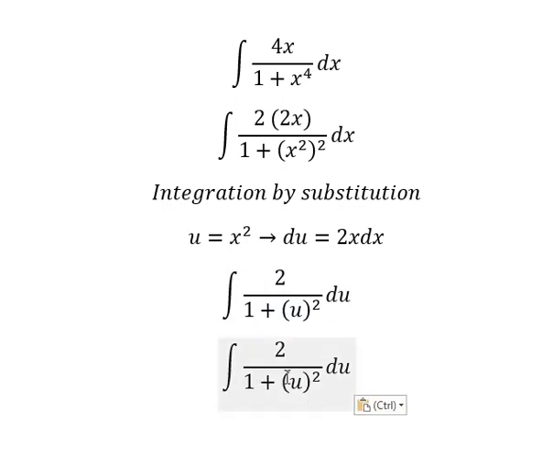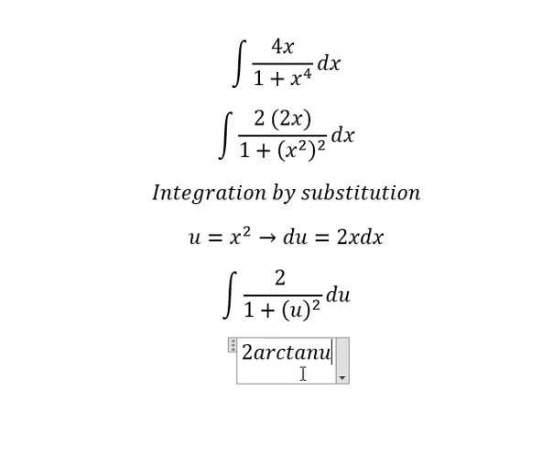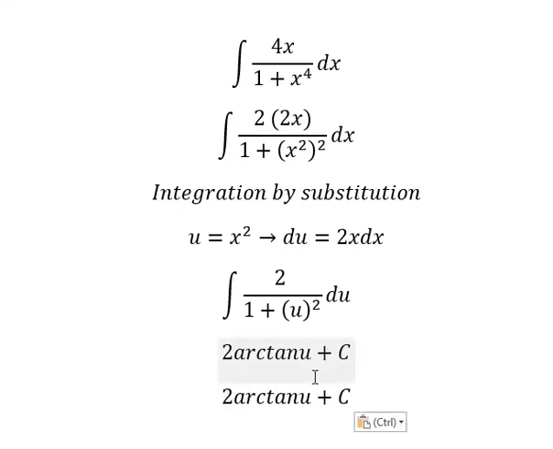So the integration of this one, we have 2 arctan of u, and I will put plus c. About u, that is s squared.